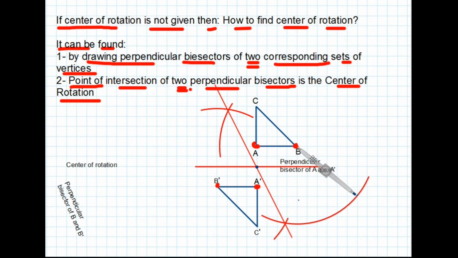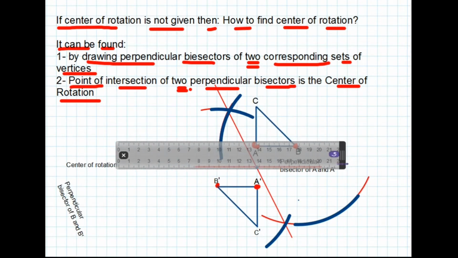Open the compass more than half the length of B and B dash. Put the needle of the compass on point B and draw two arcs below and above B as shown. Now put the needle of the compass on point B dash, keeping the same opening, and draw two arcs below and above point B dash as shown.